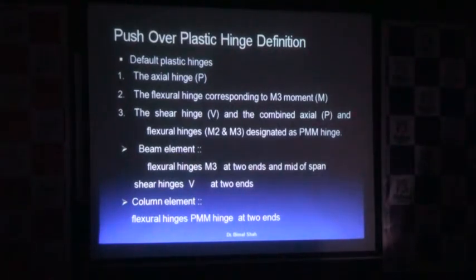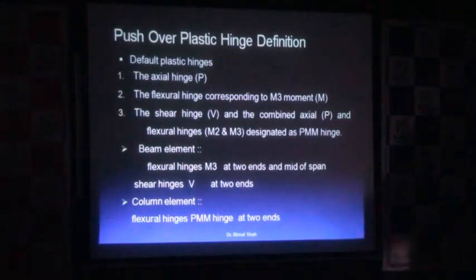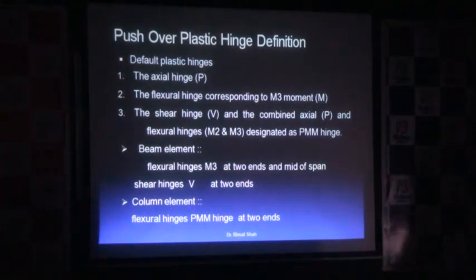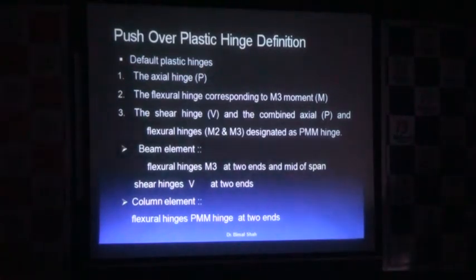The plastic hinges which were defined were the default plastic hinges, used as the flexural hinges corresponding to your bending moments, and then shear hinges at the 2 ends of the beam. So beam elements were given flexural hinges at the 2 ends and midspan. Usually midspan hinges will not be stressed, but in case of very heavy loads or very heavy buildings, you may sometimes have your midspan hinges also developing, and shear hinges at the 2 ends.